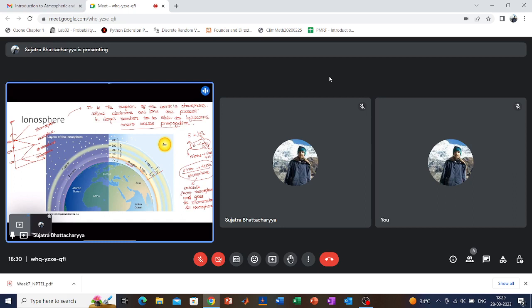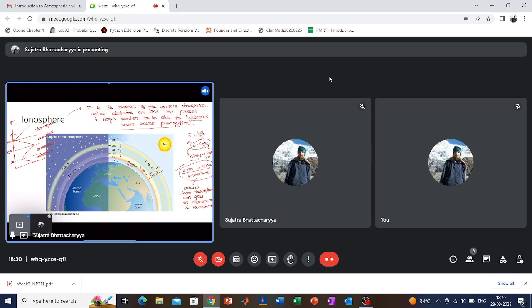Why? Because short wave radiation has higher energy. This higher energy will interact with these atoms or molecules to form ions and electrons. And we will see what kind of reactions we get in the ionosphere. The ionosphere depth is from 60 kilometers to 400 kilometers, which we have seen here.